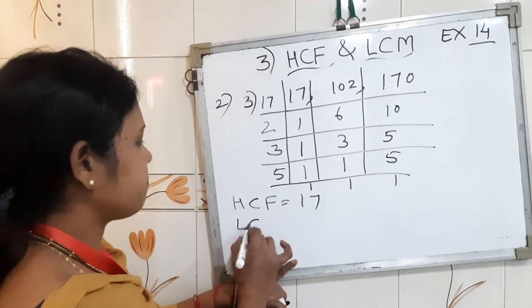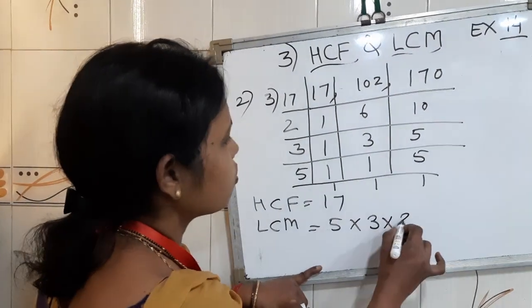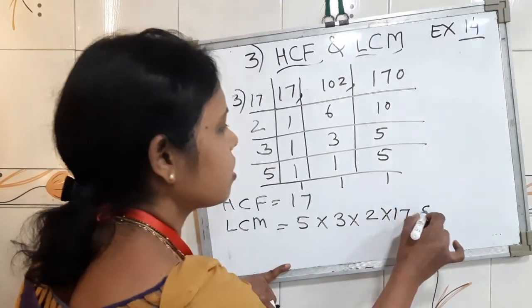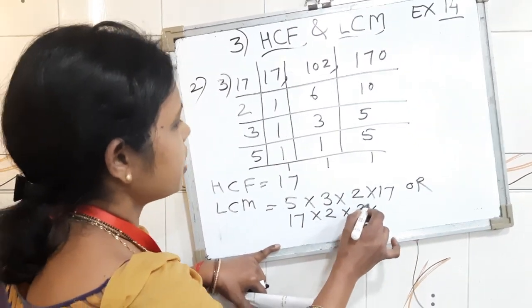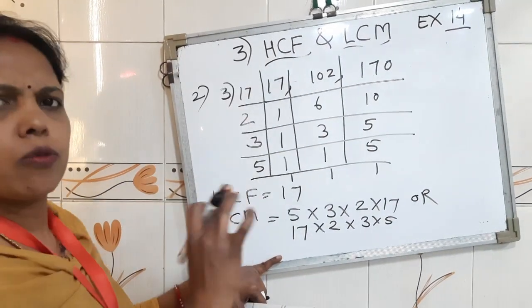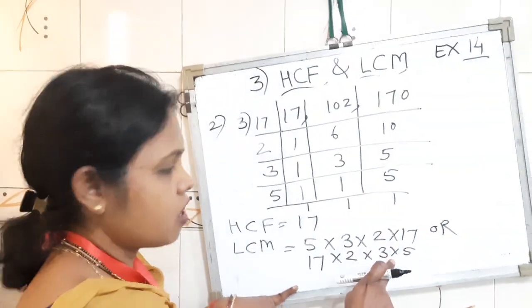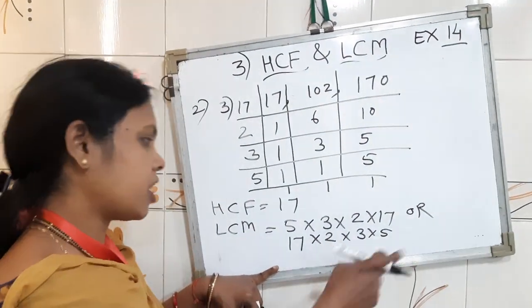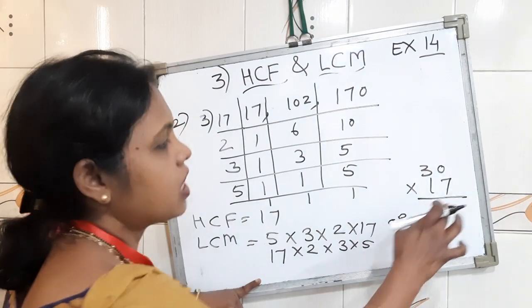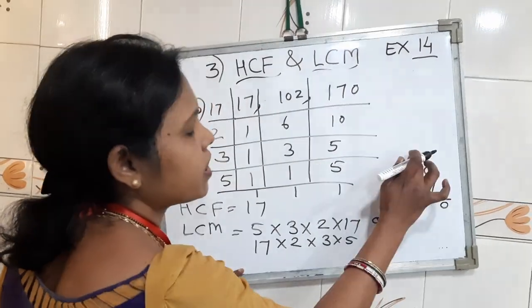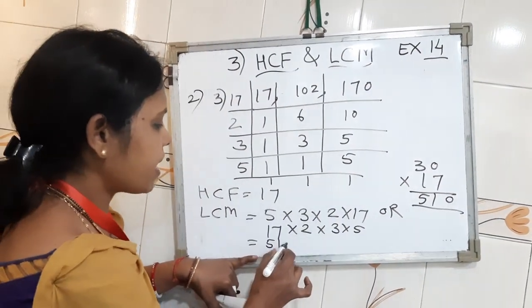For LCM, you will write 5 into 3 into 2 into 17, or you can write it this way also, 17 into 2 into 3 into 5. This way or this way, both methods are correct. 17, then 5 3s are 15, 15 2s are 30, 30 into 17, multiplication. 17 0s are 0, 17 3s are 51. Then your answer is 510.